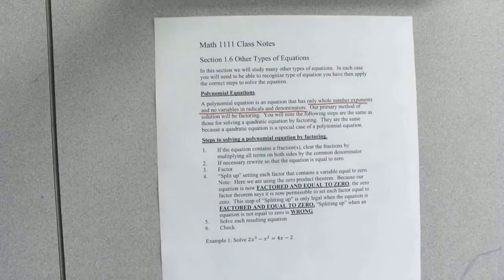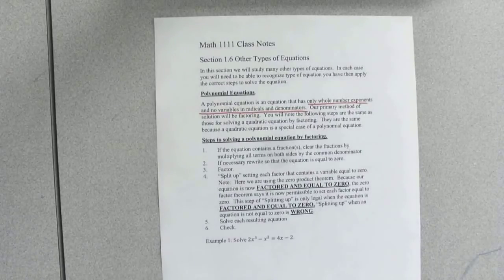So, steps to solving a polynomial equation by factoring. 1, if the equation contains a fraction, clear the fractions. That's going to be our first step for any type of equation. If it contains a fraction, clear that fraction. 2, if necessary, rewrite so the equation is equal to 0. 3, factor. 4, split up.